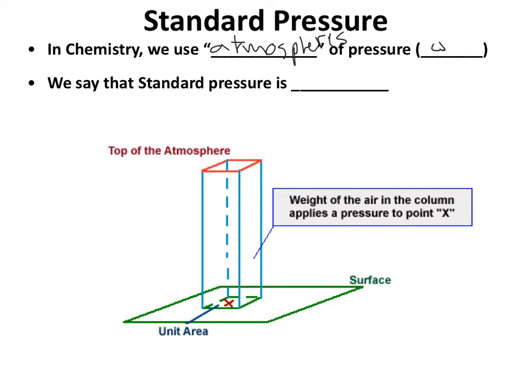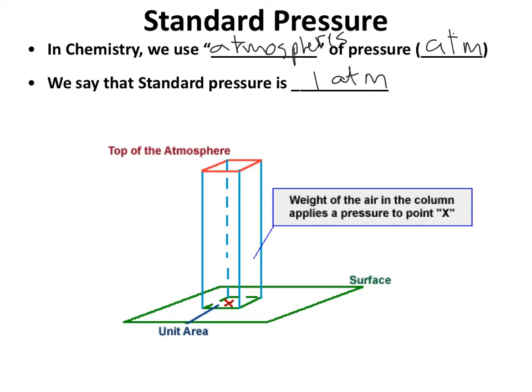And ATM, oh my gosh, that was bad. ATM is the abbreviation for that. Now, if we are at sea level, that's actually going to be when we have our total atmosphere, and that's what we mean literally, like measuring the atmosphere above us. And so standard pressure is 1 atmosphere.